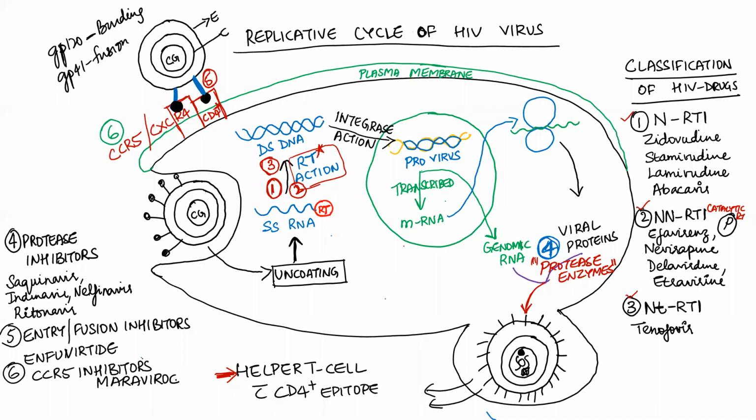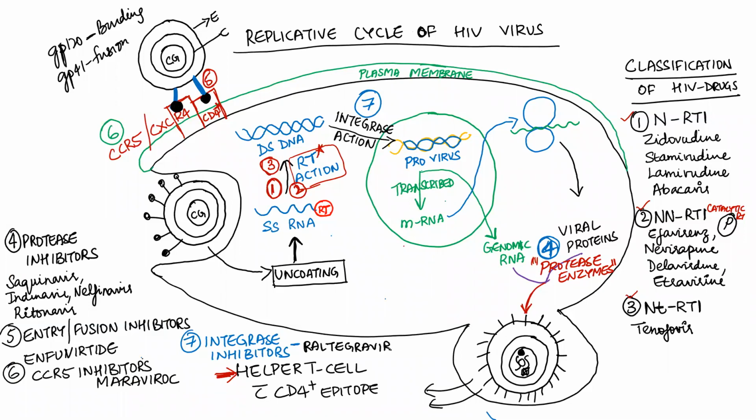Then lastly, we have this enzyme remaining, and that is the point where the number 7 drugs act, and they are referred to as integrase inhibitors. We have just one drug over here, and that is called raltegravir.